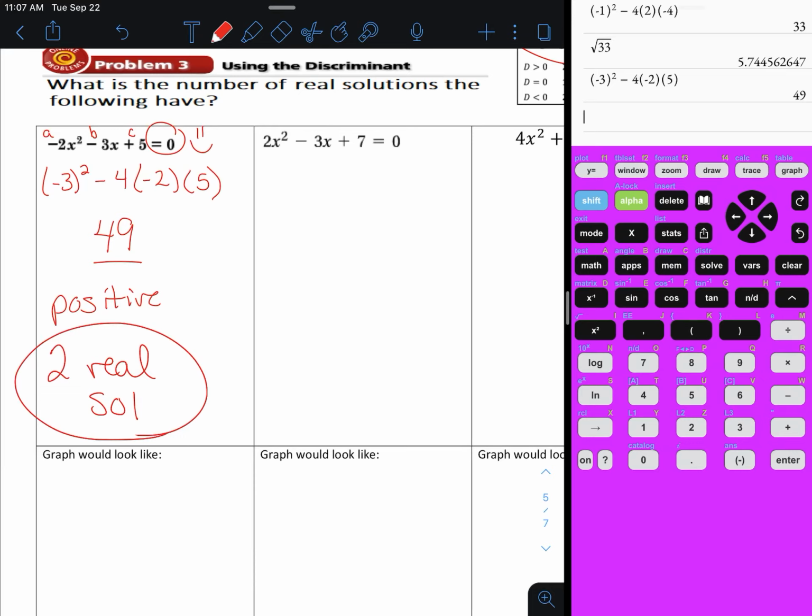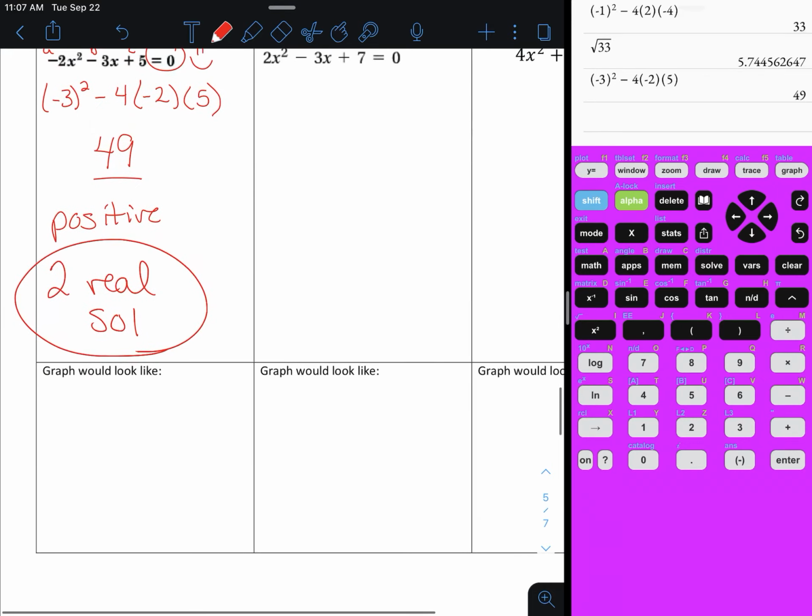It's going to cross twice. What could the graph look like? Well, that particular graph is going to be upside down because of the negative in the front, and it's going to cross in 2 places. It could look like that. It could look like that. It doesn't really matter. As long as it crosses twice, that's what your parabola is going to look like.